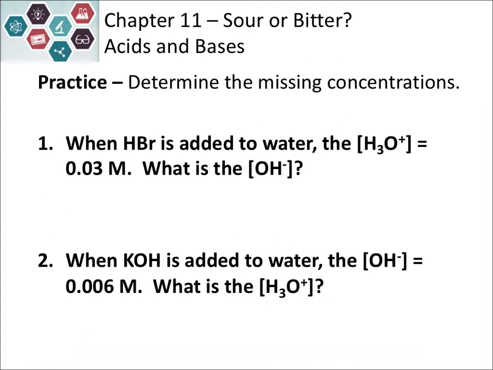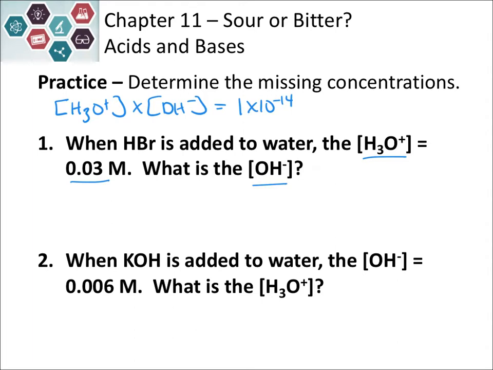Here are some example problems on calculating the different concentrations using that equation that we just learned. So I'm going to rewrite it here so we can see it. The H3O plus concentration times the hydroxide concentration is always equal to 1 times 10 to the negative 14th. So this first example, we have HBr added to water, and we know the hydronium concentration is 0.03, and we want to solve for the hydroxide concentration.